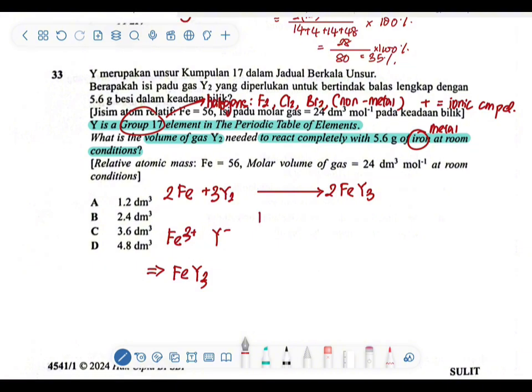So first thing we can calculate is the number of moles of the iron, which equals the mass divided by the molar mass. So for this question we will have 5.6 divided by 56, which is 0.1 mole of iron we have.